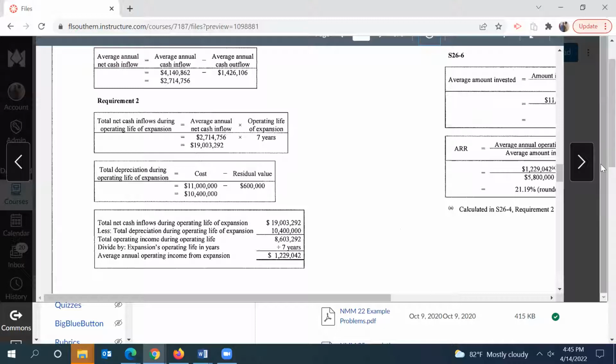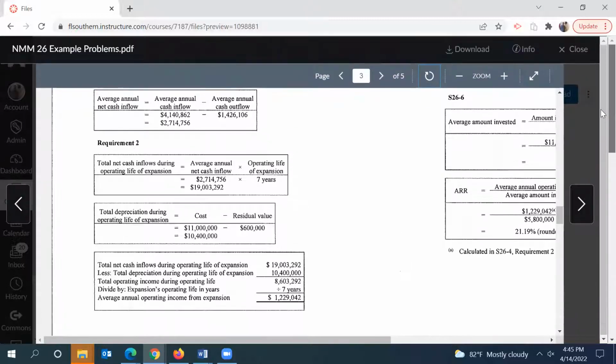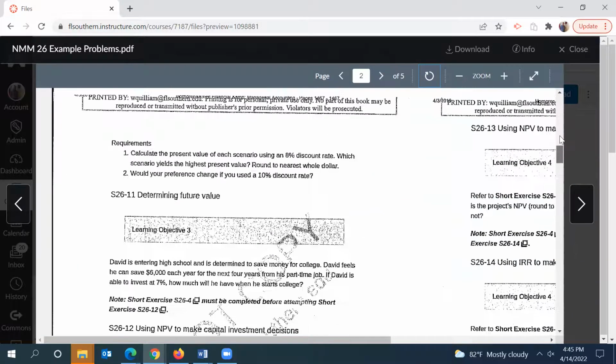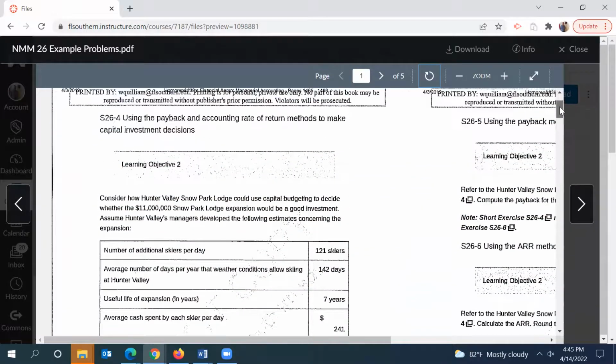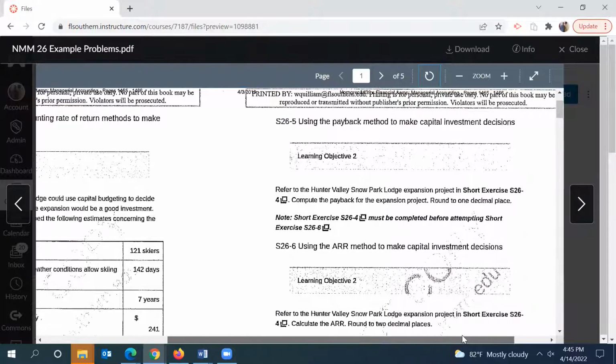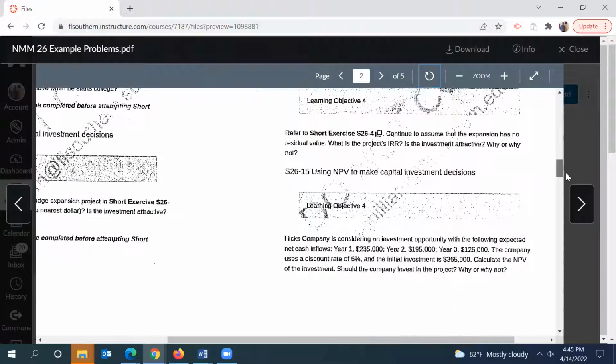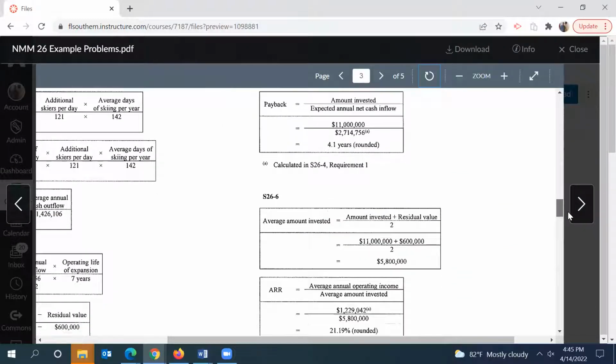Right? Let's come back and take a look at problem number 5. Back up here to the first page. And over here on the right-hand side, we want to review the payback method with us. So we're to refer to the same expansion project, calculate the payback for the expansion project, round to 1 decimal place. All right, let's come back down to the solution. If you need me to write anything on the board to further explain it, just let me know.